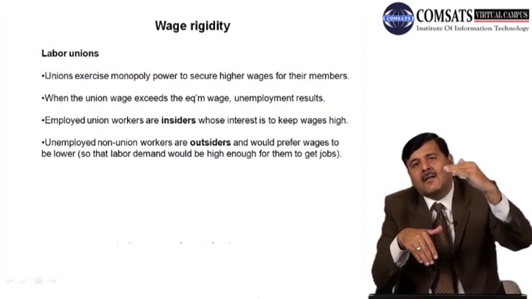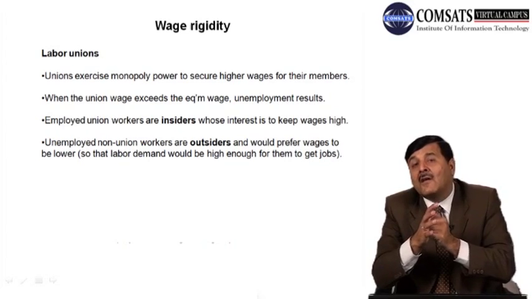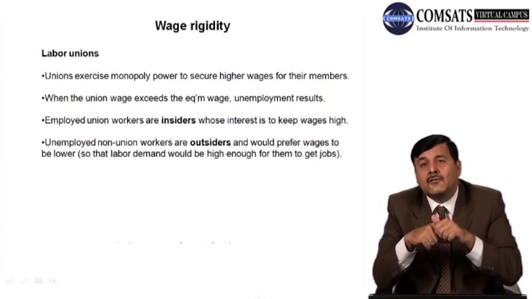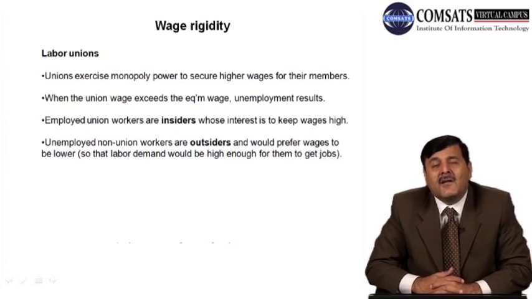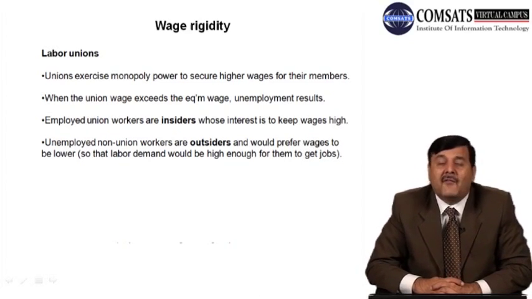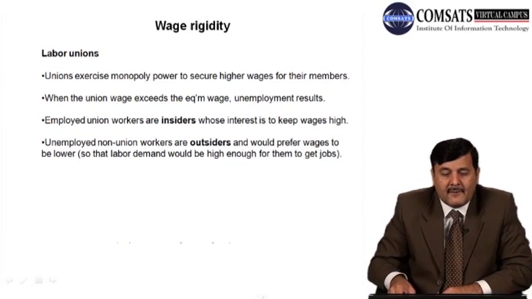हमने ये डिस्कस किया कि तीन वजूहात हो सकती हैं वेज रिजिडिटी की. नंबर वन, मिनिमम वेज लॉज की वजह से वेजेस रिजिड होती हैं. नंबर टू, लेबर यूनियंस की वजह से वेजेस रिजिड होती हैं. और नंबर थ्री, थर्ड रीजन जो हमने डिस्कस की, दैट इज बिकॉज ऑफ द एफिशिएंसी वेजेस. एफिशिएंसी वेजेस कैन बिकम ए कॉज ऑफ वेज रिजिडिटी इन द इकोनॉमीज इन द कंट्रीज.